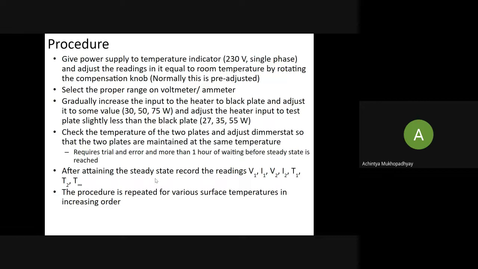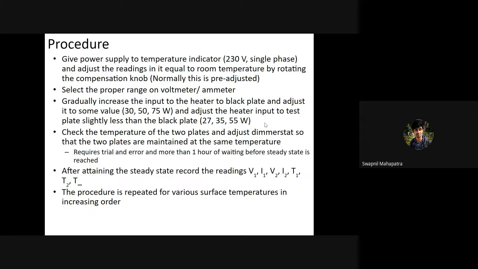After the steady state is achieved, record the readings of V1, I1, V2, I2, T1, T2 and T infinity. Subscripts 1 and 2 correspond to the black plate and the test plate: the voltage across the heater and the current supplied to the heater connected to the black plate, and the temperature of the black plate, and similar things for the test plate. These are the 6 things plus the ambient temperature, so these are the 7 things that you are measuring. Then the process is repeated for various surface temperatures in increasing order. How will we achieve the various surface temperatures? By increasing the power supply.